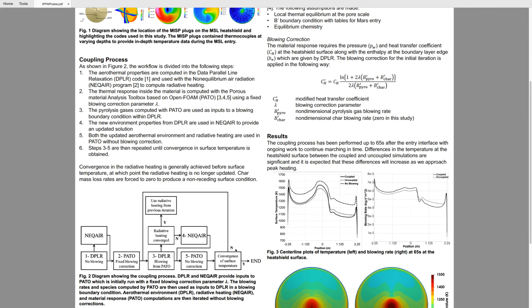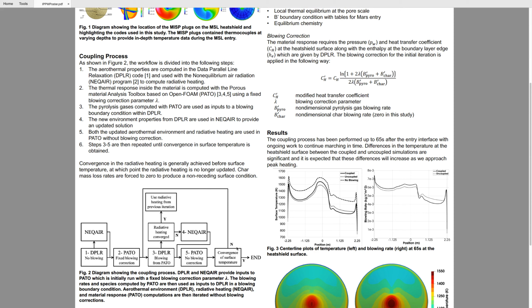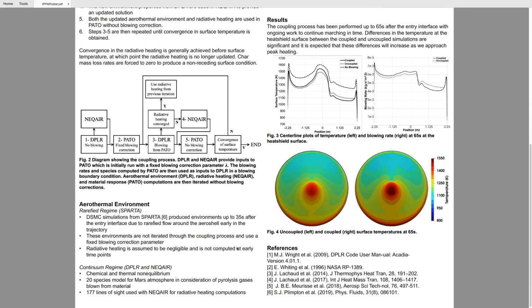The coupling process has been performed up to 65 seconds after the entry interface, with ongoing work to continue marching in time. Differences in the temperature at the heat shield surface between the coupled and uncoupled simulations are not insignificant, and it is expected that these differences will increase as we get closer to peak heating.